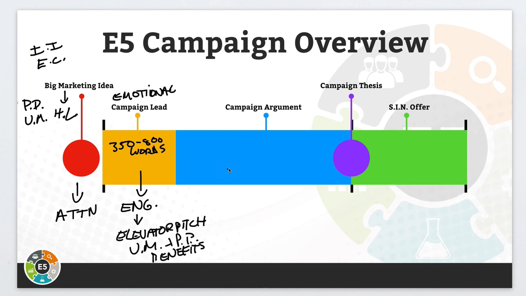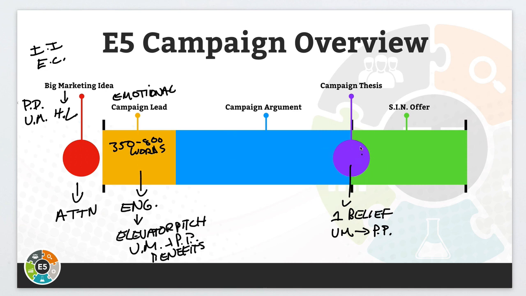Now, I want to fast forward for one second over here to the campaign thesis. The campaign thesis is the one belief that your prospects need to have by the time we're done with the marketing portion, so that when we present them with your SIN offer, they are eager, excited, and ready to buy. This one belief entails believing that the unique mechanism is the best way for your prospect to experience the primary promise. Again, you're going to learn all of this in detail, all the nuances. We're going to be putting this together for you.